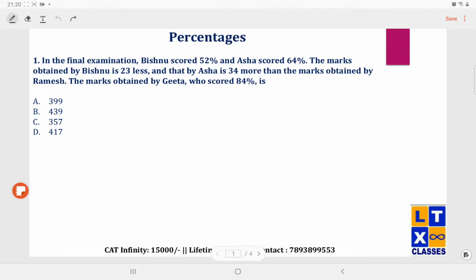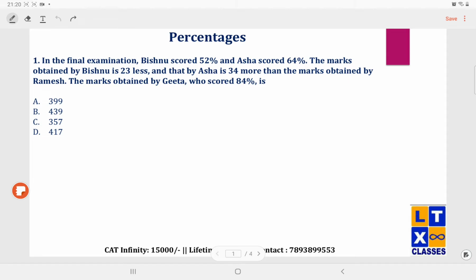I'm going to teach quantitative aptitude for all the CAT aspirants who are going to enroll with LTX classes. I picked a few questions on percentages that were asked in CAT 2020, and I just want to show you in this video how we approach these kinds of questions in the exam, what things we need to look out for, and what things we should avoid doing. Okay, without any further delay, let's get started.